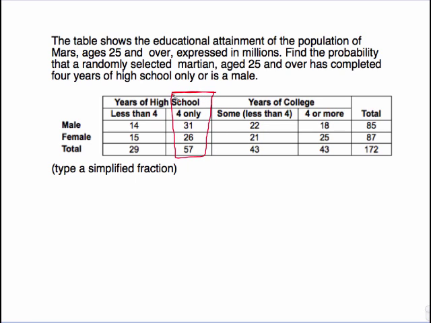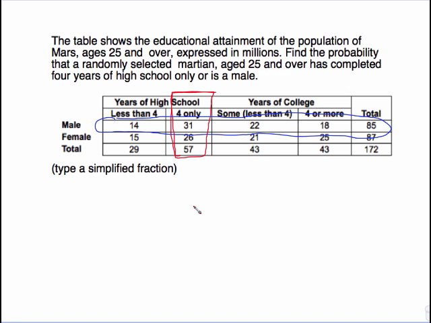All of this is my 4 years of high school only. Or is a male. My male is all of this. Now, when you've got it in chart form, it's clear you have an overlap. You've got something counted twice. You've got something counted in the red and something counted in the blue.